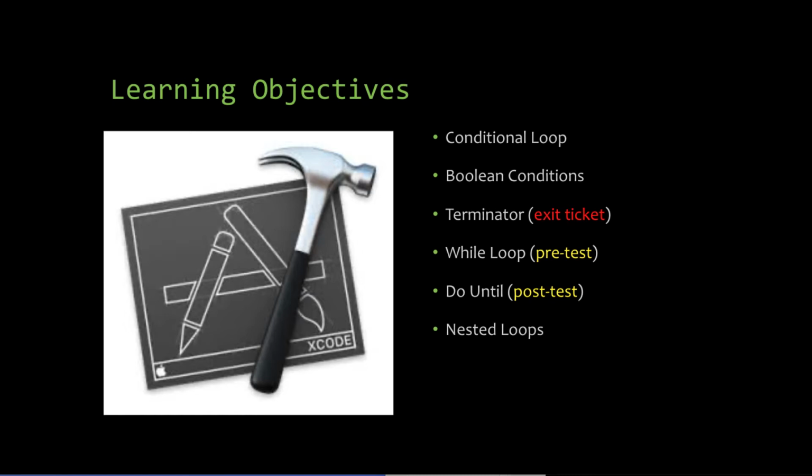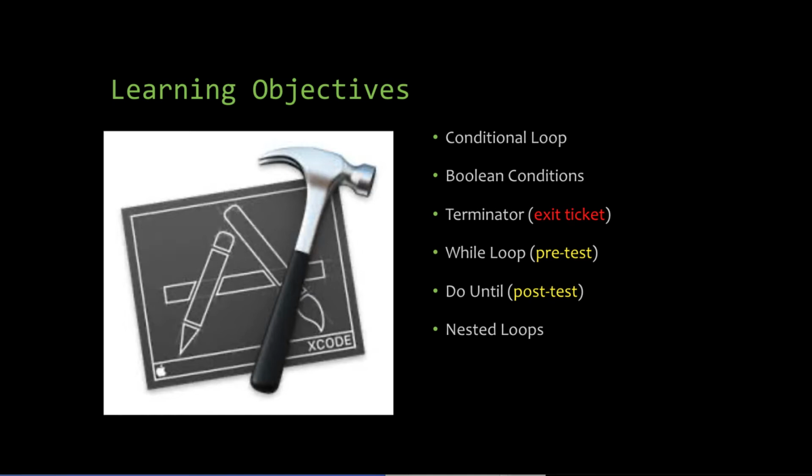So the learning objectives are: what are conditional loops? What are boolean conditions? Terminators, the while loop, which is known as a pretest loop, or the do until, which is the posttest loop. And also we'll have time to do a nested looping example.